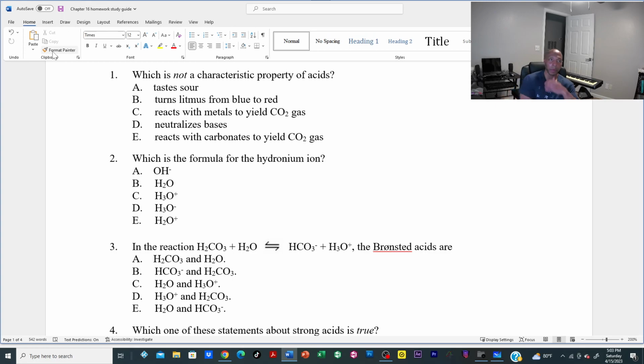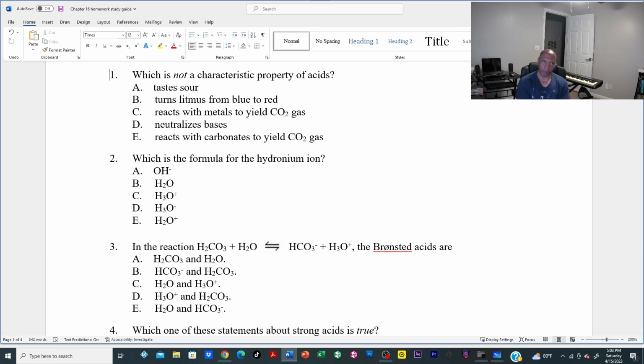Okay, so number one, which is not a characteristic property of acids? A, acids taste sour. That, of course, is a characteristic property of acids. B, it turns litmus paper from blue to red. Yes, acids do that. You wouldn't put acids on red litmus paper because it would stay the same. But if you put an acid on blue litmus paper, it should turn it red. And likewise, if you put a base on red litmus paper, it's going to turn blue. But if you put a base on blue litmus paper, it's just going to stay the same.